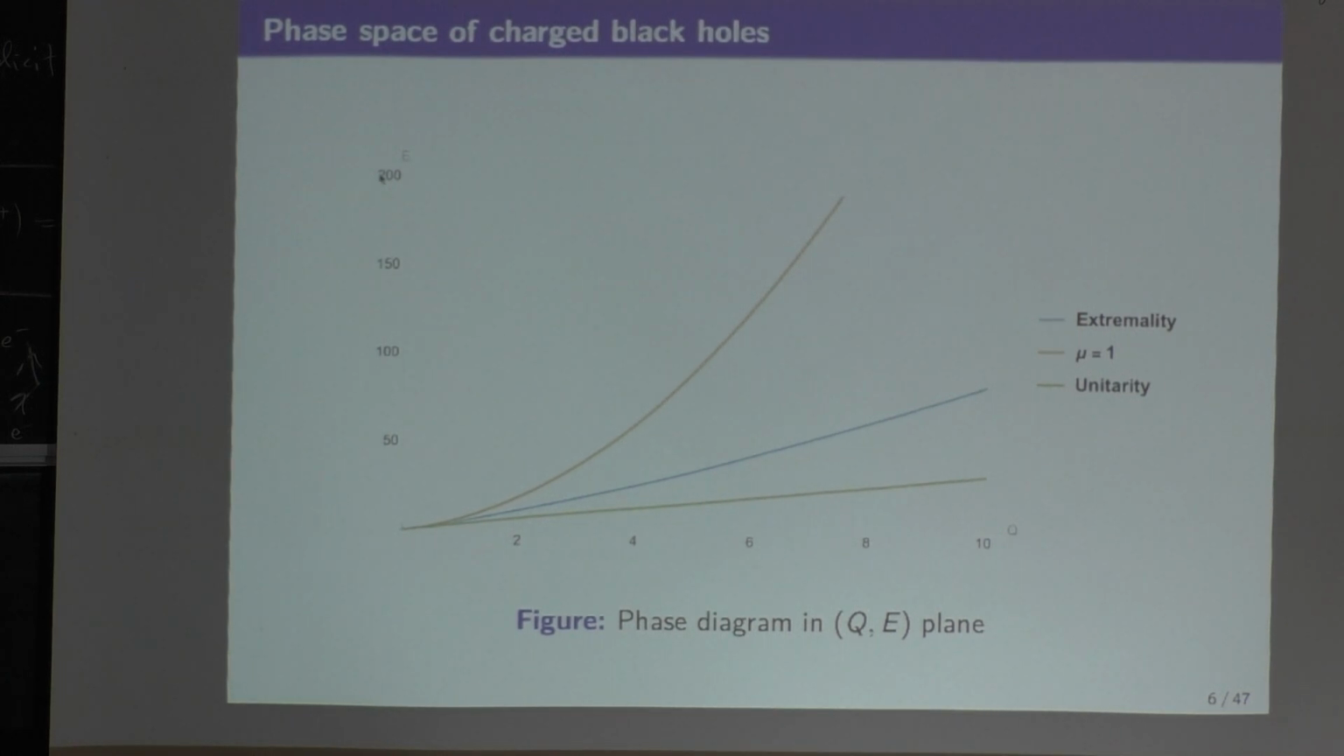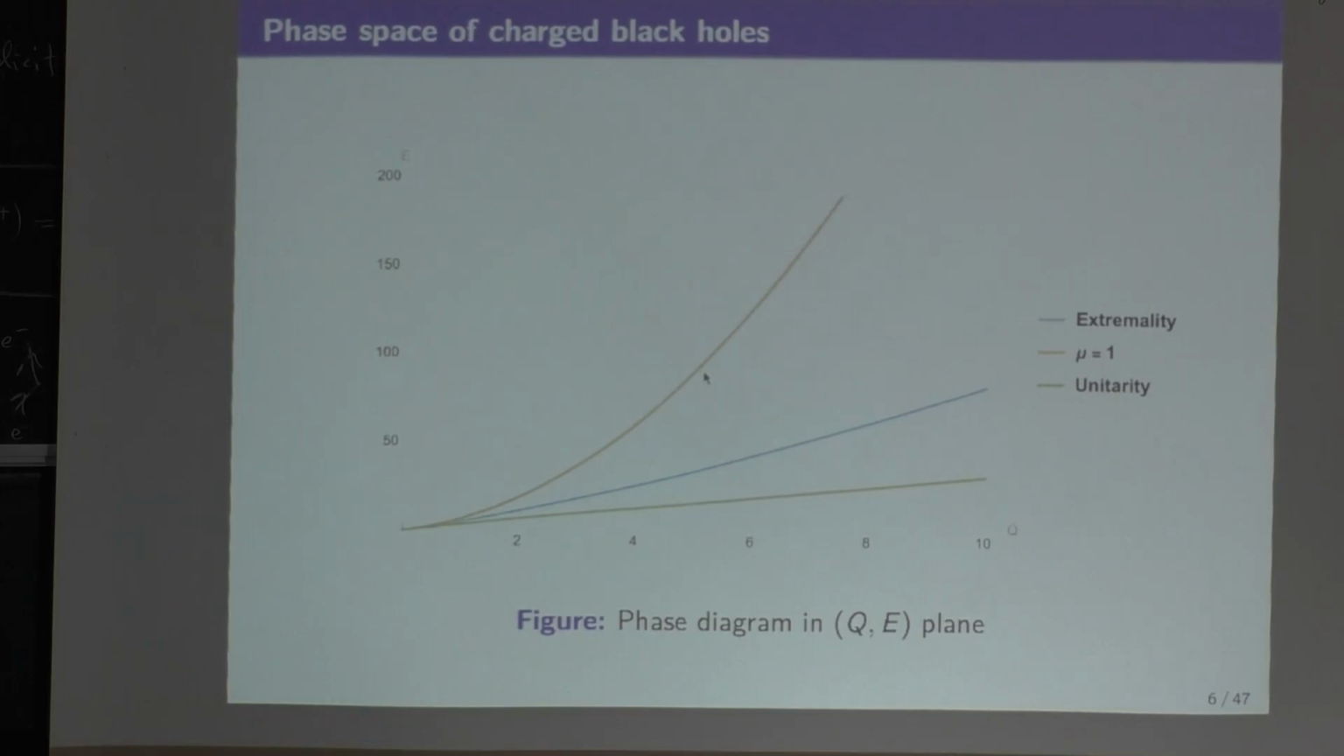So this is fixed energy versus charge. This is the green curve, and the green curve is the bound which is E equal to Q. This is the unitarity bound from the boundary CFT. The blue curve is the extremality curve, so there are no black holes below the blue curve. And the orange curve is the mu equals 1 curve.